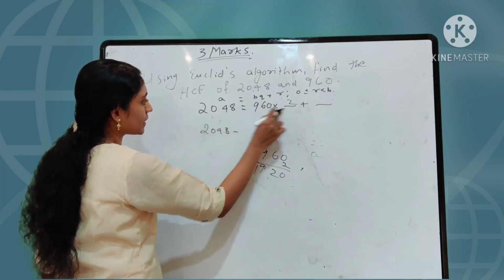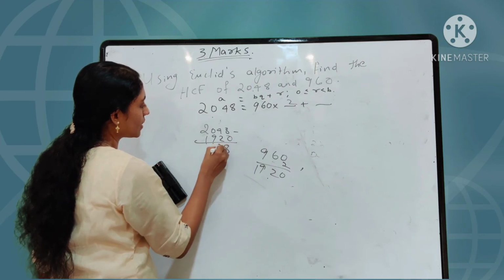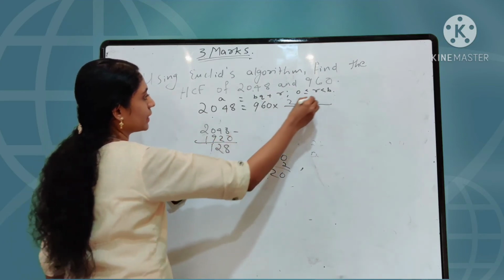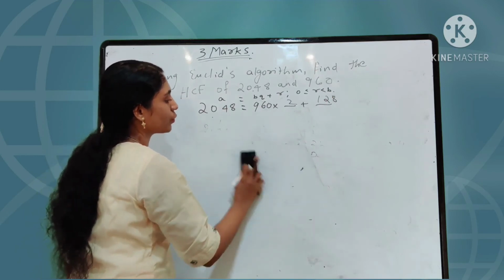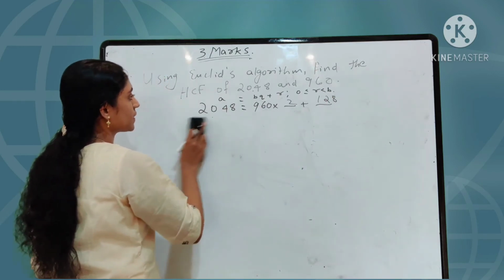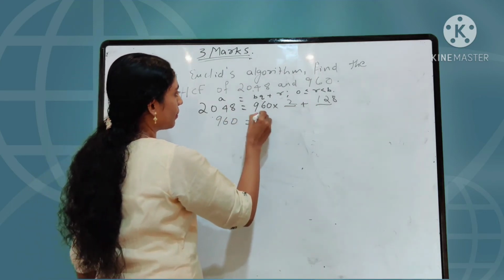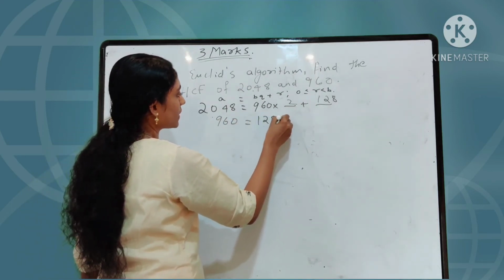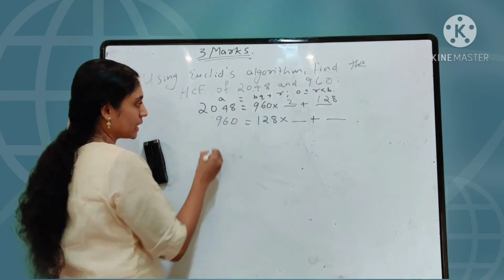So we can write 960 into 2 plus the remainder. What is the remainder? 2048 minus 960 into 2, which is 1920, right? So the remainder is 128, not 0. So you have to write the next step. What is the next step? Taking 960 as a and b as the remainder, that is 128. So 960 is equal to 128 into quotient plus remainder. What is the quotient? Let's check it.